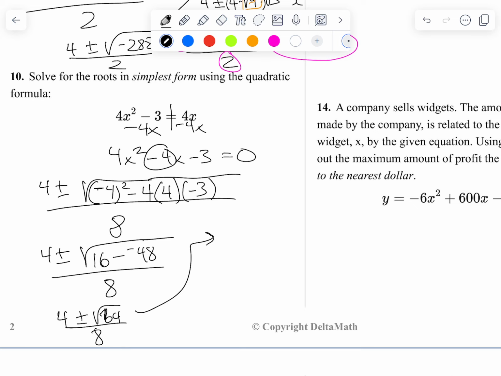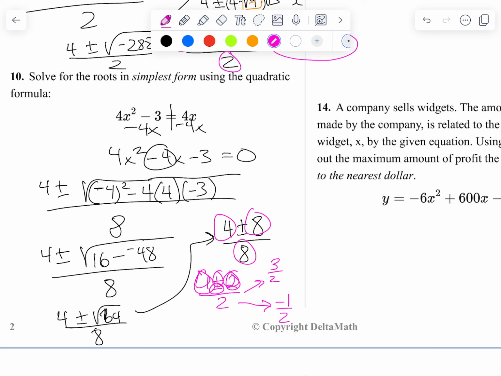Square root of 64 is just 8 itself. So square root is gone. All of these pieces are divisible by 2, or by 4, sorry. So I get 1 plus or minus 2 over 2. So your answers are going to be 1 plus 2, which is 3 divided by 2. And the other answer is going to be 1 minus 2, which is negative 1 divided by 2. So these will be my two answers. X is equal to this, and X is equal to that.